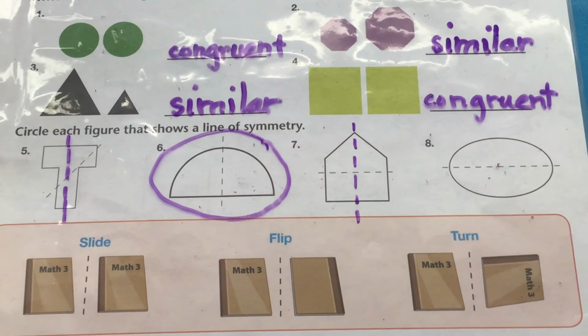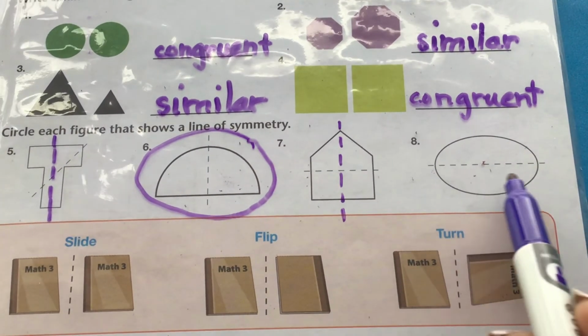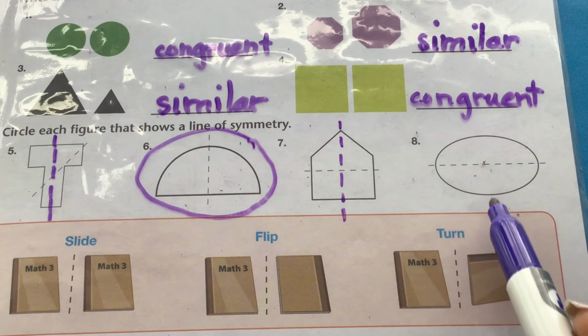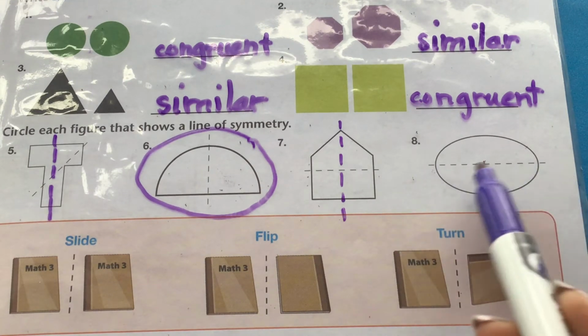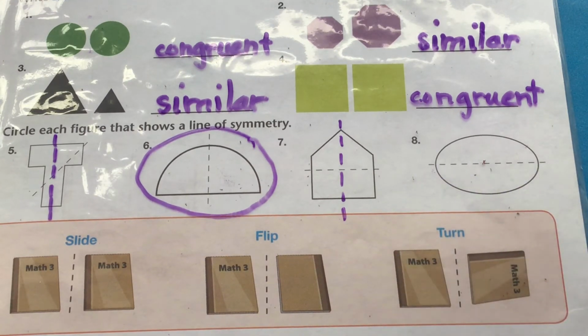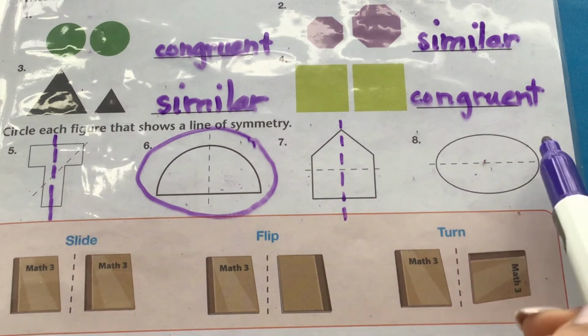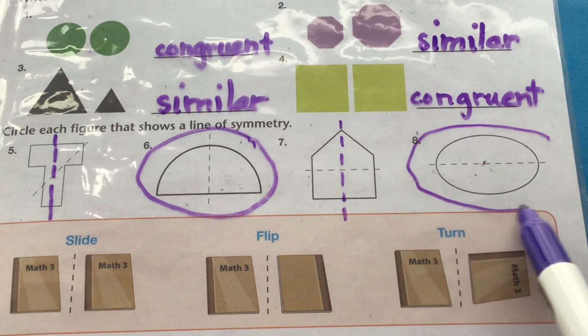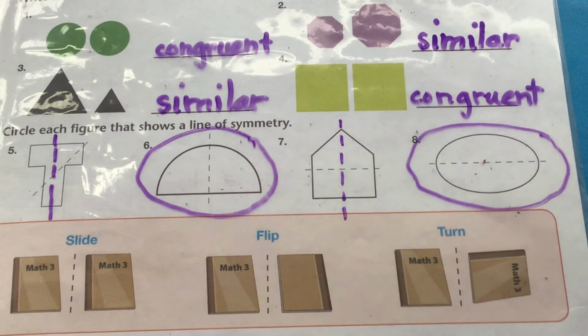What about number 8? We have an oval here. Is this dotted line a line of symmetry for the oval? If we folded it, would the top and bottom halves match up? Yes, they would. So number 8 is a line of symmetry, and we would circle that one.